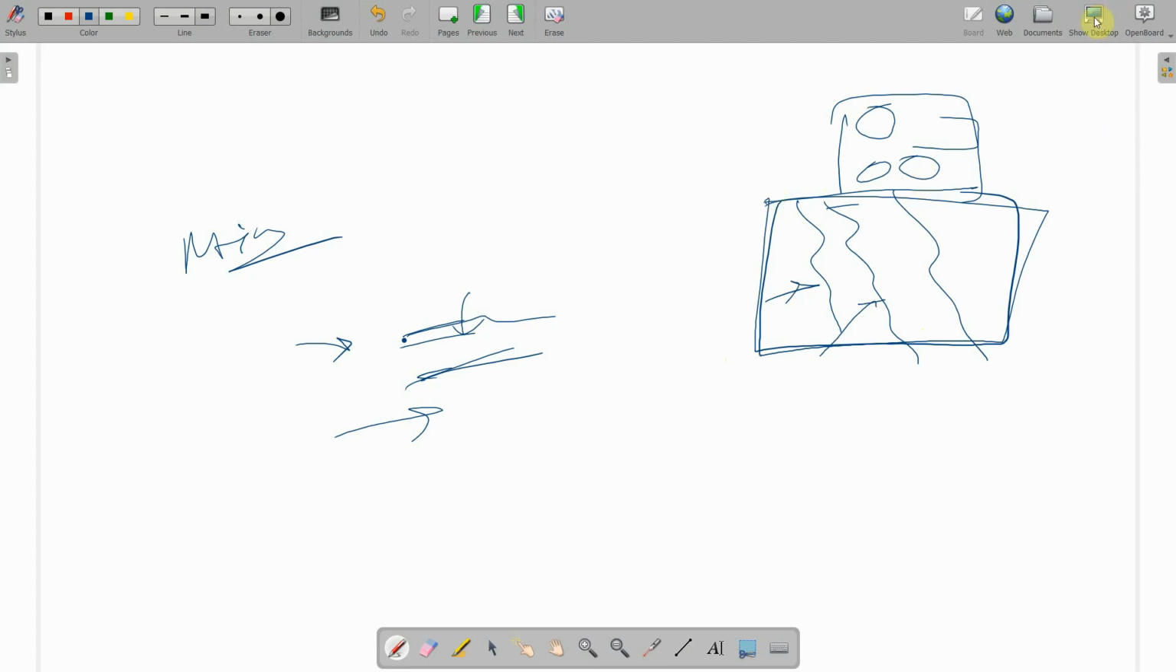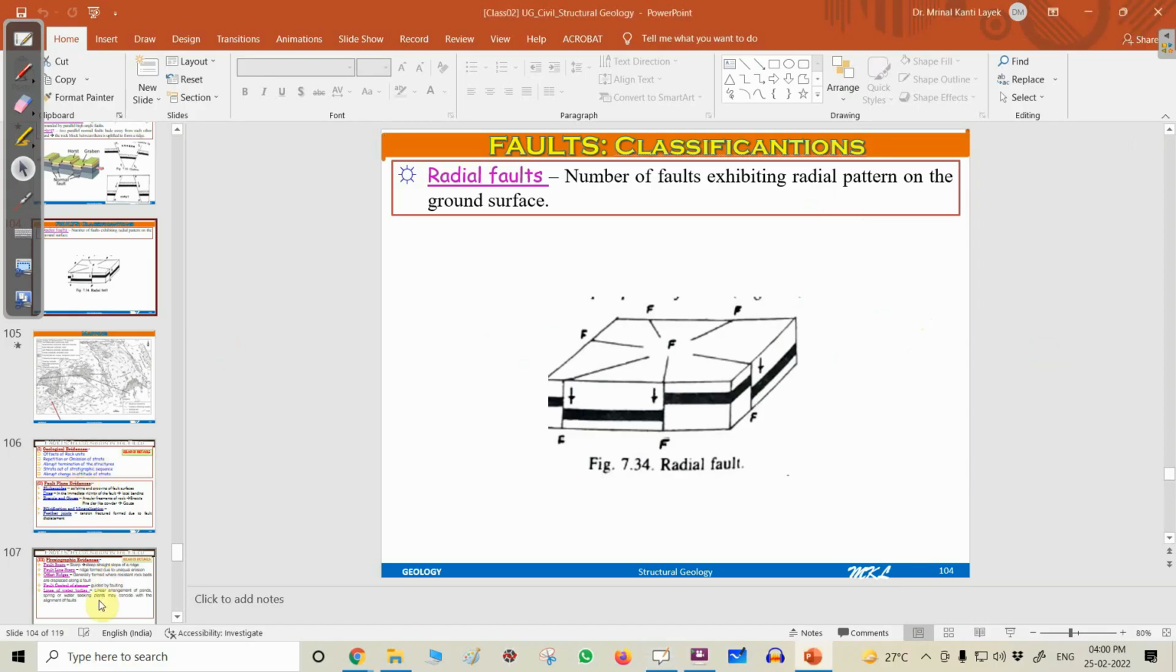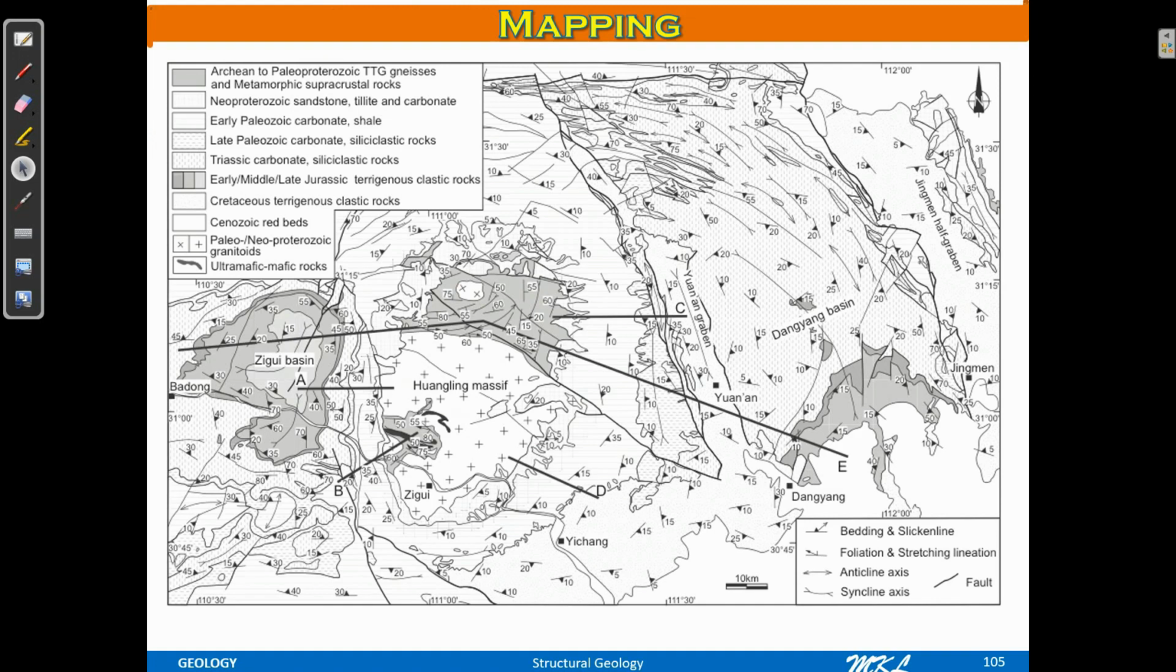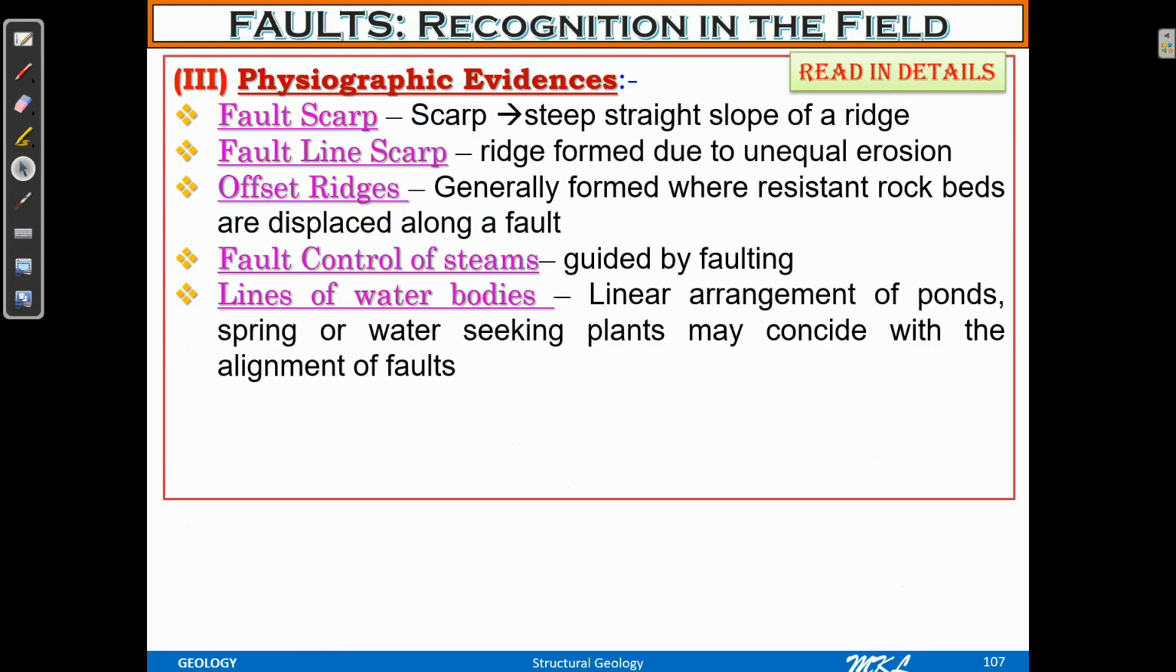Now, so you will be reading these things, this for recognition of fault in the field. I'll be sending you a study material. From there we'll be reading this in detail, because in your exam you might have to write in detail. So read this in detail, okay?